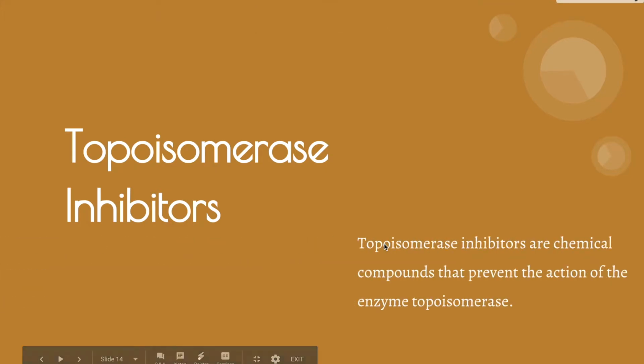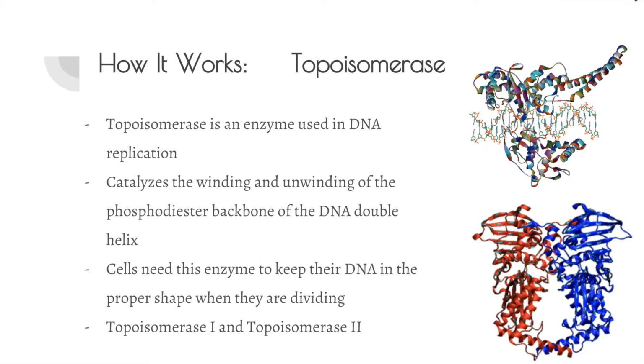Another form of chemotherapy is called topoisomerase inhibitors. These drugs are chemical compounds that prevent the action of the enzyme topoisomerase. During the cell cycle, topoisomerase is an enzyme used in DNA replication specifically. It catalyzes the winding and unwinding of the phosphodiester backbone of the DNA double helix so that it can be replicated more easily. Cells need this enzyme to keep their DNA in the proper shape while they're dividing. Therefore, if topoisomerase is damaged during the cell cycle, the DNA cannot be replicated and the cells cannot duplicate.